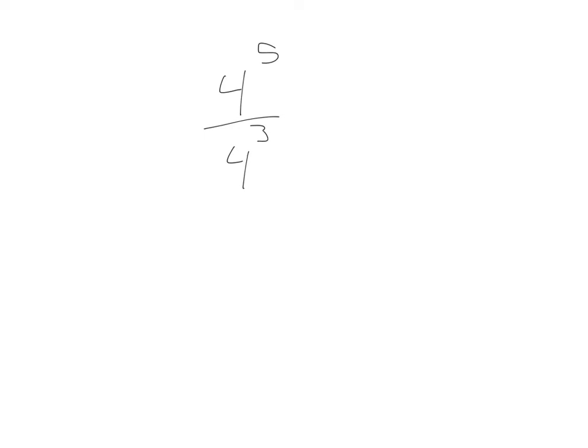Now we could do this out. We could find out what 4 to the 5th power was and divide that by whatever 4 to the 3rd power was. But there's actually an easier way. If you remember with multiplication of powers, when we had those exponents, we added them. Well, with division of powers, we're actually going to subtract them. So this is the same as 4 to the 5 minus 3 power, or 4 squared, 16.